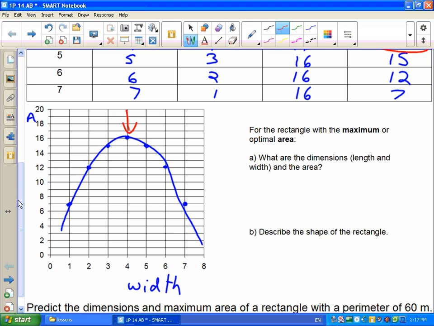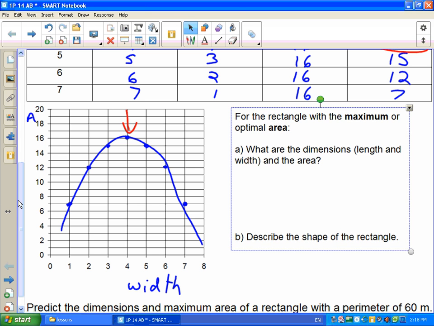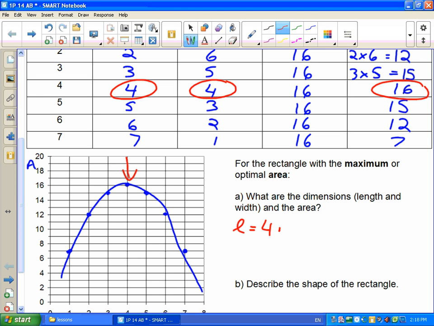So for the rectangle with the maximum, the largest possible, or the optimum area, let's just make this a little bit bigger. What are the dimensions? The length and the width and the area. Well, let's see. Our area is 16. Our length and our width are 4 and 4. So we'll say L is 4 meters. Width is 4 meters. Area is 16 meters squared.